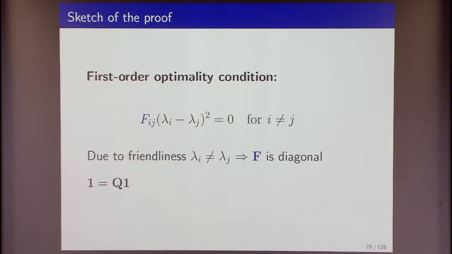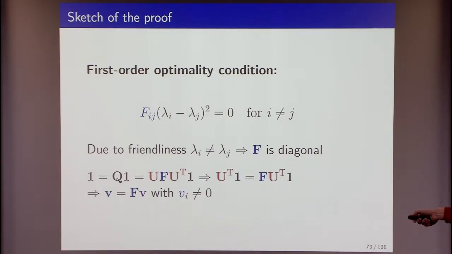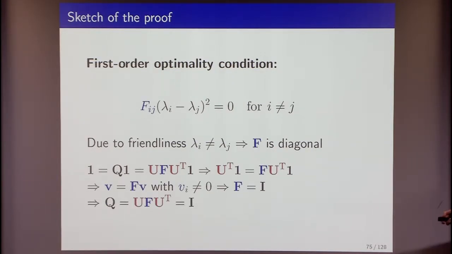Okay? And because I also know that Q has all rows summing to 1, I can write this in terms of F like this. Okay? So I'm getting Fv equals V. Now, because no V equals 0, the only diagonal matrix that will satisfy this is the identity matrix, obviously. Of course, because F is I, then Q is also I.